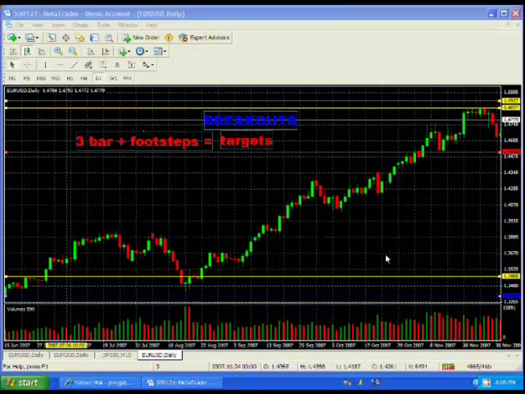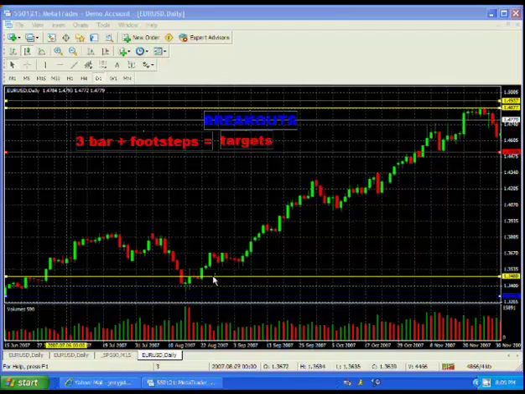Hello, Section 2, Breakouts. We're going to talk about targets. First thing we want to know about our target is this: 3 bar plus footsteps equals our projected target. We already know about 3 bar from pivots, and we know about footsteps from our footstep series of videos.